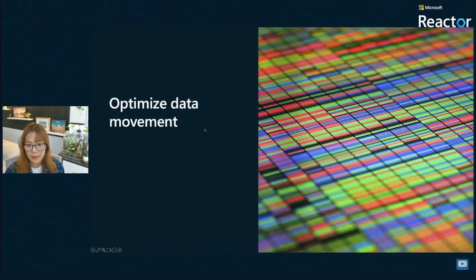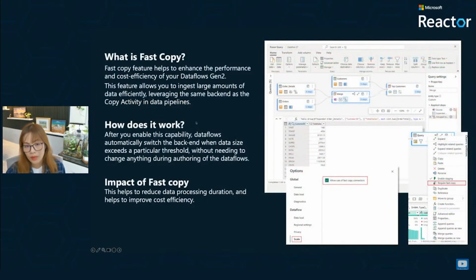Now that we've made our pipelines flexible, let's make them faster. Now let's look at how to optimize the data movement. One thing I want to mention is fast copy. The fast copy feature helps you enhance the performance and cost efficiency of your Dataflow Gen2.